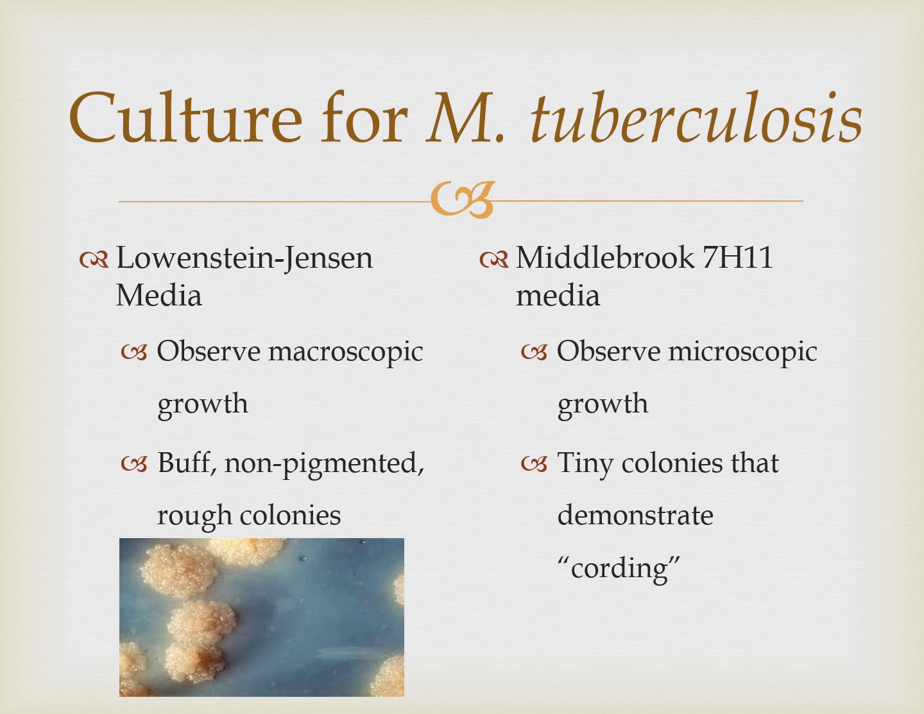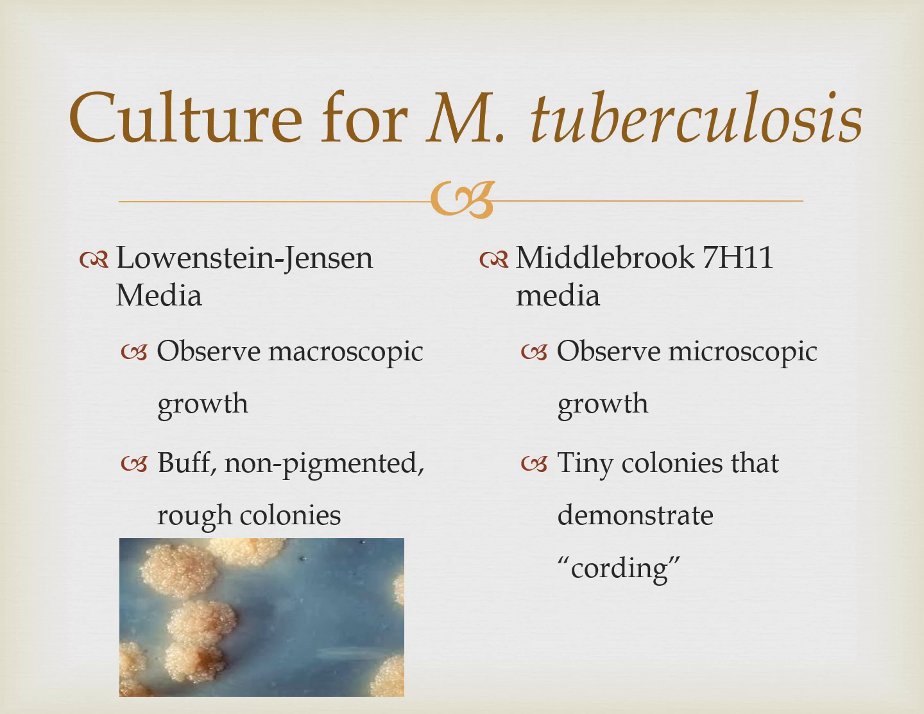So on this Lowenstein-Jensen media, you can see the rough and buff colonies of Mycobacterium tuberculosis. Another media that we might use for Mycobacterium tuberculosis is Middlebrook 7H11, which is a thin pour plate. We can actually take that thin pour plate and put it on the microscope stage and then observe colonies with our 10x and 40x objectives.